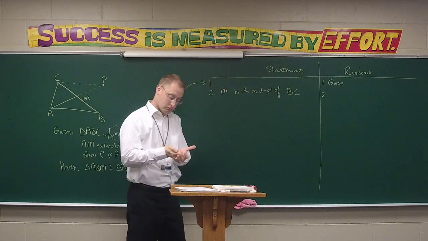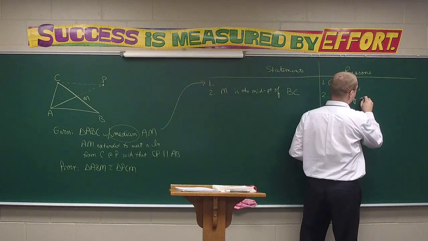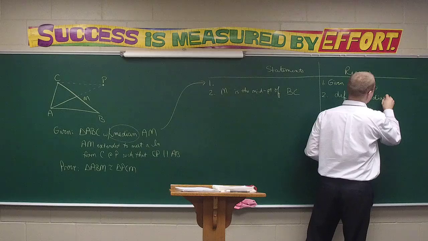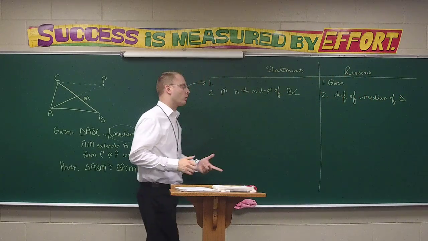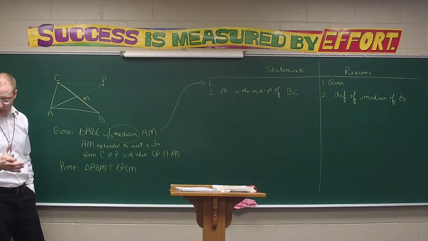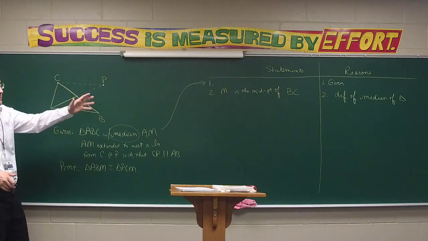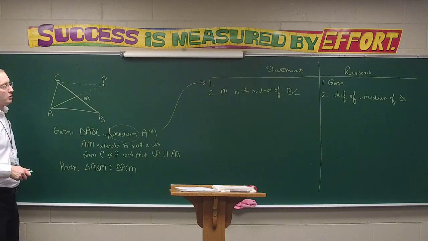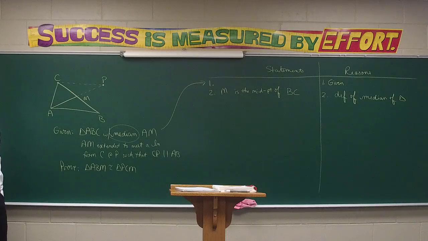Reason? Hopefully you said definition of median of triangle. Do I have to specify median of a triangle? Yes, because median means different things depending on the shape, right? So want to specify we mean triangle. We need to say M's the midpoint. Now, if that wasn't statement number two, that's okay. You could have had a different number statement, but it should have been one of the early statements. If you didn't have that, you're going to have a hard time.